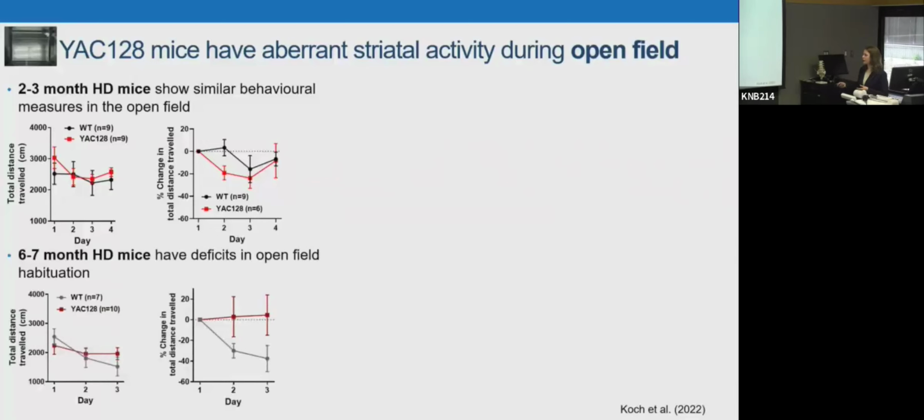But when we look at the change in the distance traveled, so we compare day 1 to the other 2 days, wild type show a decrease in their distance traveled because it's a familiar environment. So mice will get habituated to the environment and they won't explore it as much. Whereas the YAC128 mice don't show this change. So this seems to be some kind of memory deficit in these mice where they're still exploring the open field just as much as the first day.